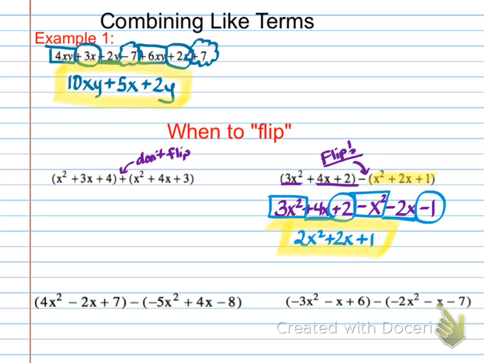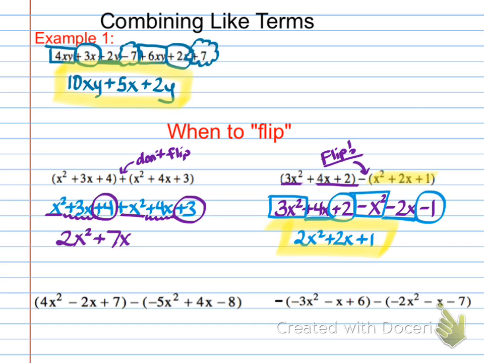Let's finish up the one that we don't have to flip. We simply copy everything down. The parentheses were just to group them and talk about adding the two groups together, but we don't need to change anything when we take off the parentheses because everything was in the top. Now we're simply going to find like terms. So we have 2x squareds. We'll put the x's together to get 7x's, and then we'll put the constants 4 and 3 together to get 7. 2x squared plus 7x plus 7 is your simplified result.